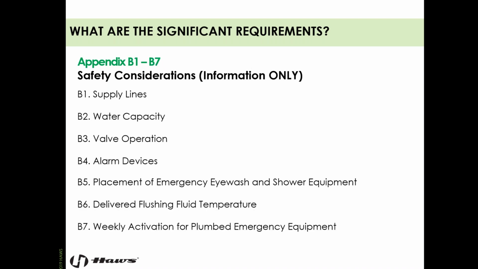Appendix B is super helpful because it covers supply lines, water capacity, valve operation, alarm devices. Even though the ANSI standard doesn't specify that you have to have an alarm, the appendix does recommend that you have an alarm device so that if somebody is using the equipment, everybody nearby is notified. It covers placement of emergency equipment, delivered flushing fluid temperature, that's 60 to 100 degrees Fahrenheit, and weekly activation for plumbed emergency equipment and the reasons behind that.